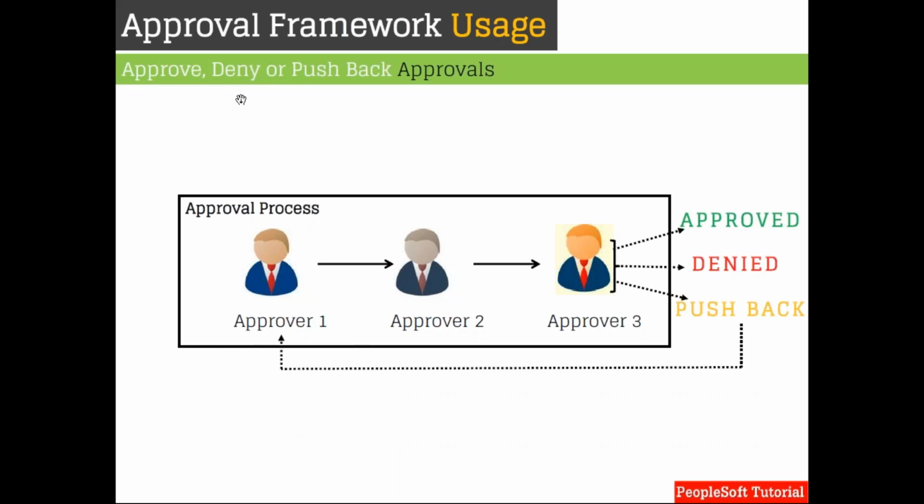Not only approve and deny options are there, there would be further options available, say pushback, hold, or ask for review again by the previous approver. So all those capabilities are provided by the Approval Framework or Approval Workflow Engine, AWE. So we will use both the terms interchangeably.